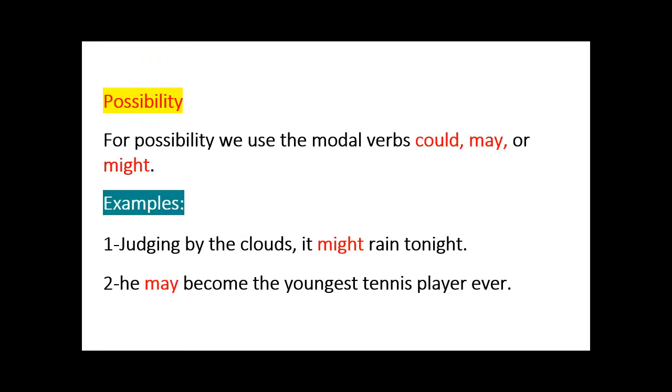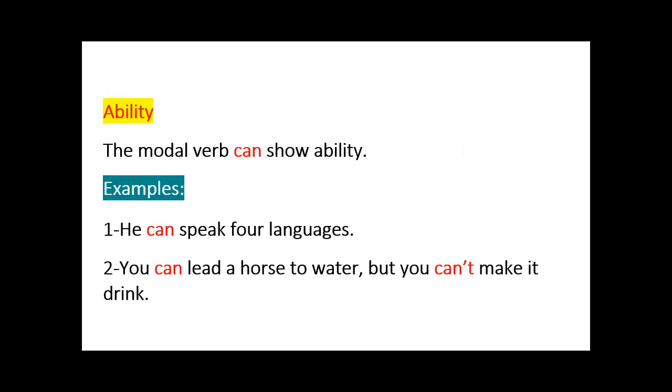For possibility, we use modals could and may and might. Judging by the clouds, it might rain tonight. That's a possibility. He may become the youngest tennis player ever. That's also a possibility. For ability, we use can. He can speak four languages. You can lead a horse to the water, but you can't make it drink. That's a famous idiom, actually. So that's to show ability.